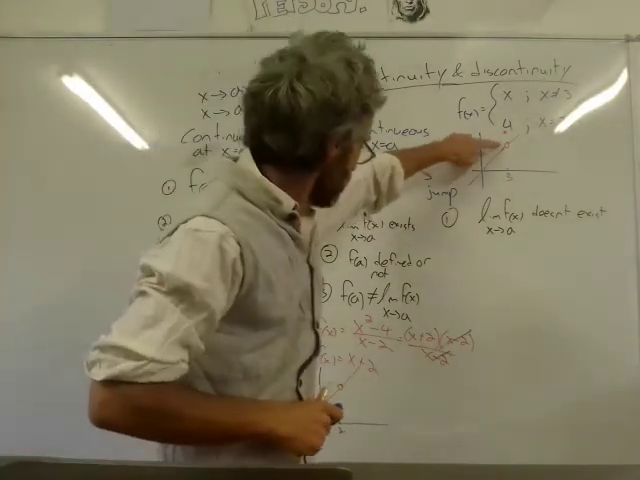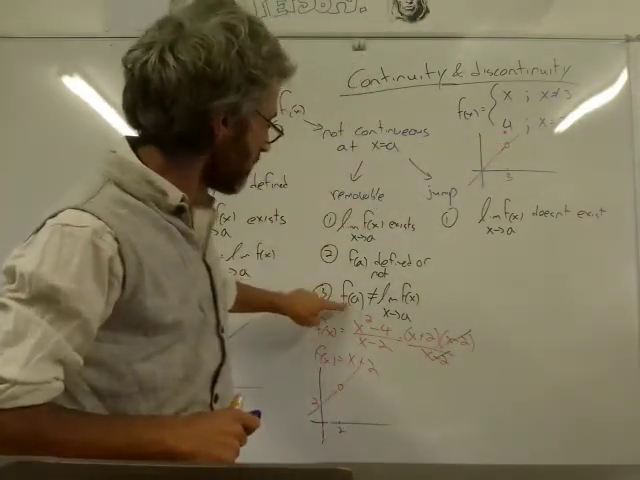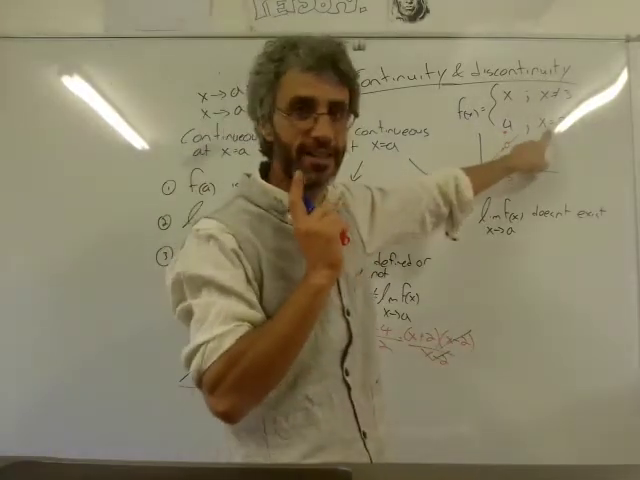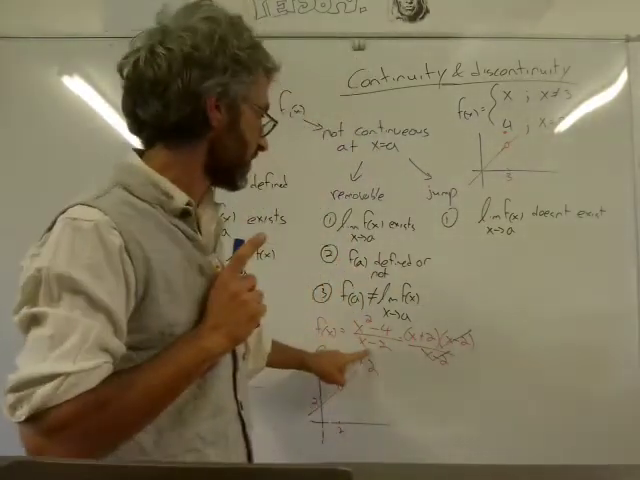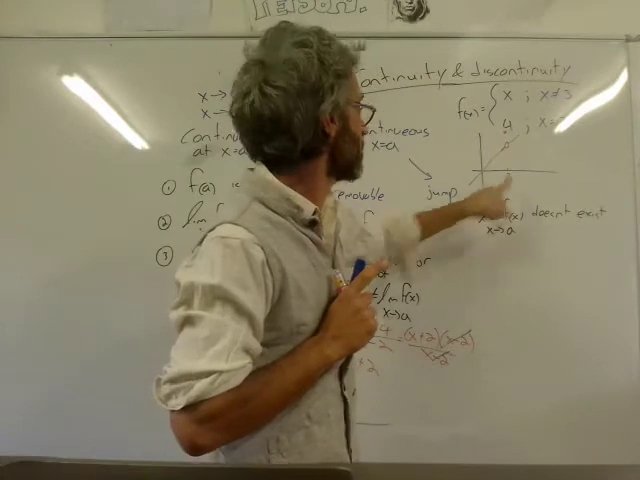So why is it discontinuous? Because the value of f is defined here, f is defined at x equals 3. It wasn't defined here at x equals 2, but it is defined at x equals 3.